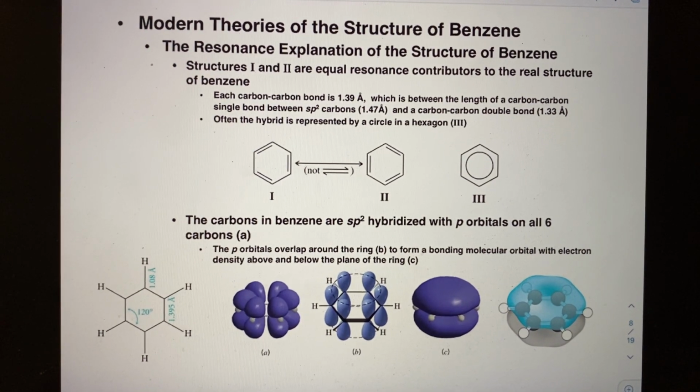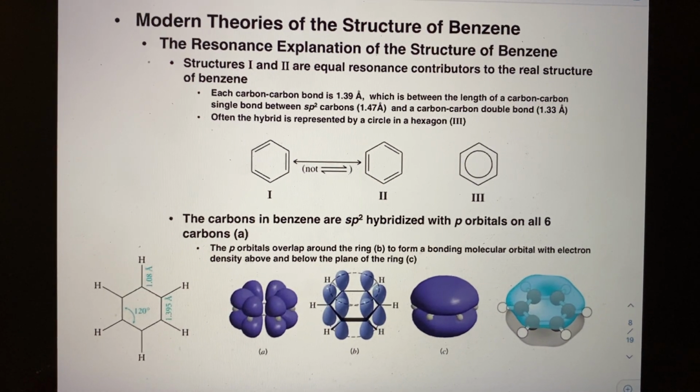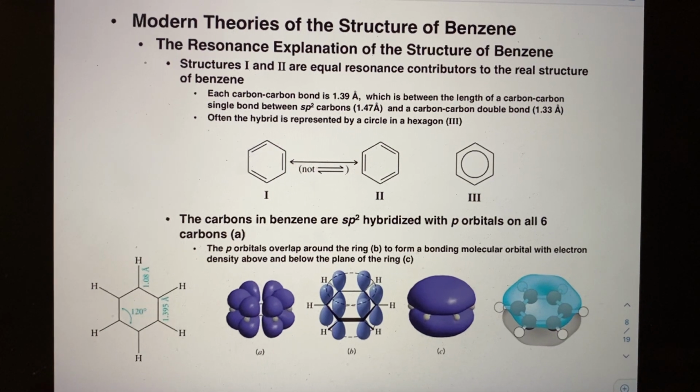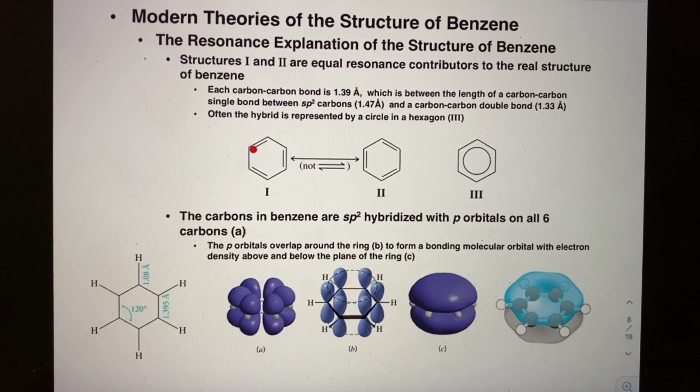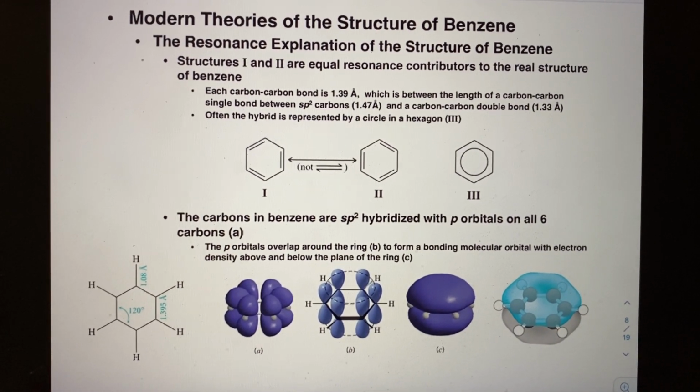So a single bond here, double bond here. However, that's not the case. One piece of experimental evidence that argues against that is that all of these carbon-carbon bonds are the same length. If this was a single bond or a double bond, then you'd expect different bond lengths. So one, all bonds are the same length.